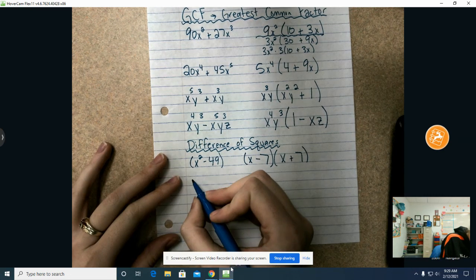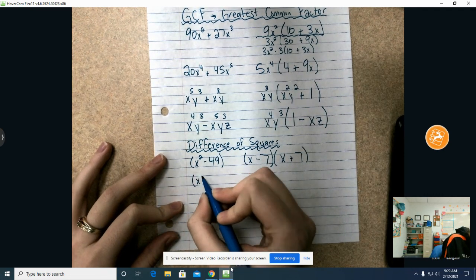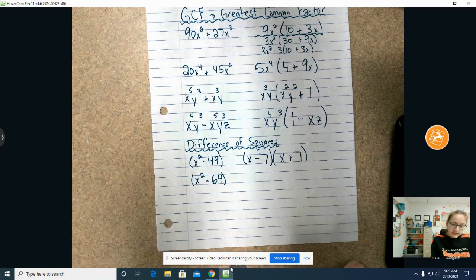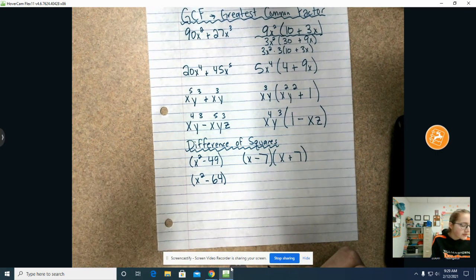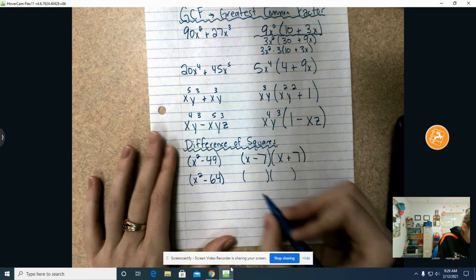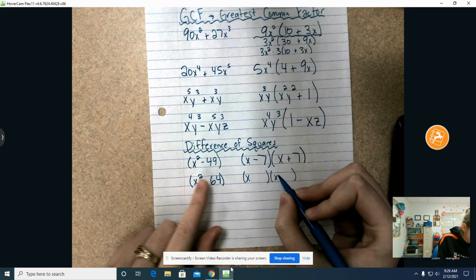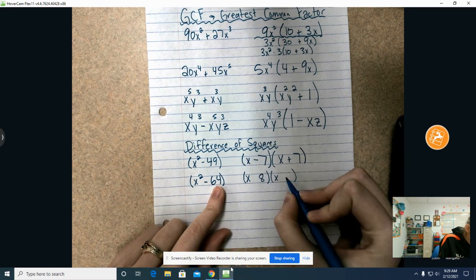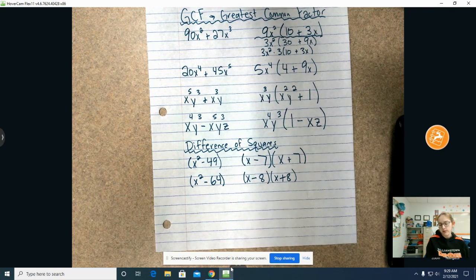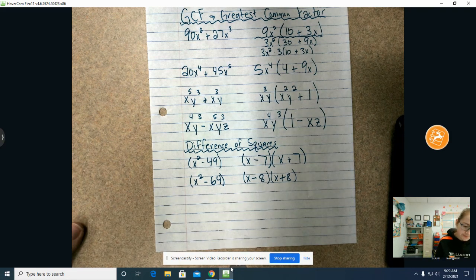Okay, so let's say we have x squared minus 64. 64 is a perfect square, x squared is a perfect square. So I'm going to be able to make my two parentheses. I'm going to have x, the square root of 64 is 8, and then one is going to be minus and one's going to be plus. So it doesn't matter which one comes first. So this is a super easy type of factoring as long as you can recognize those perfect squares, and you remember you have to break it up into two.